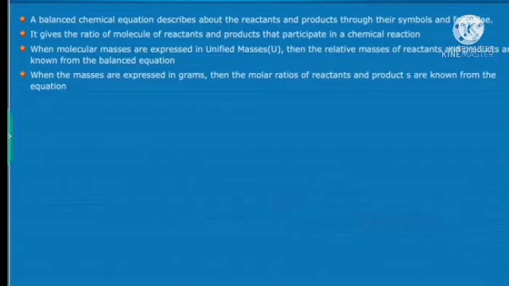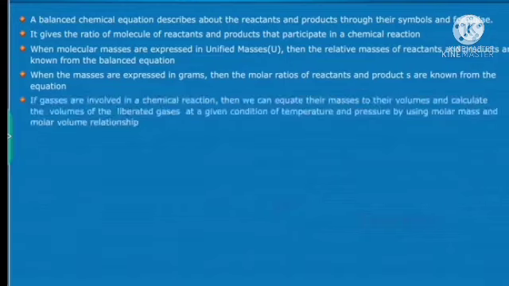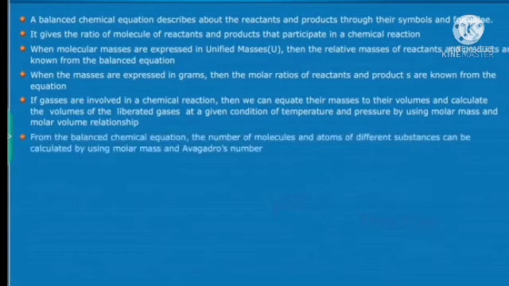When molecular masses are expressed in unified mass units, capital U, then the relative masses of reactants and products are known from the balanced equation. Here we can take any molecule's mass as the unified mass. When the masses are expressed in grams, then the molar ratios of reactants and products are known from the equation. Then again we can change the unified mass into grams.